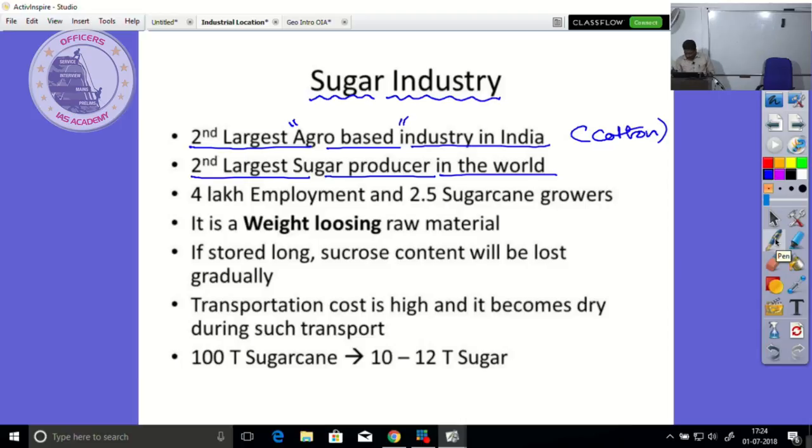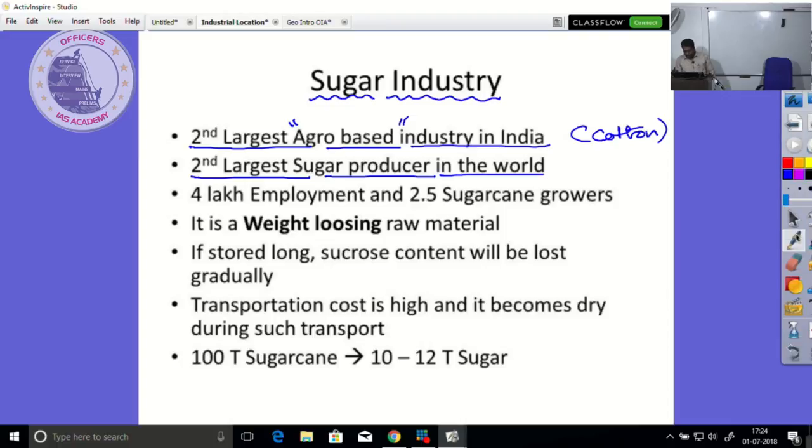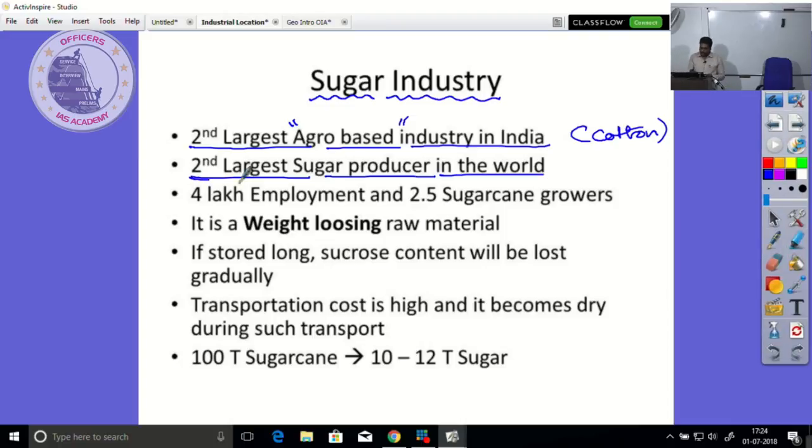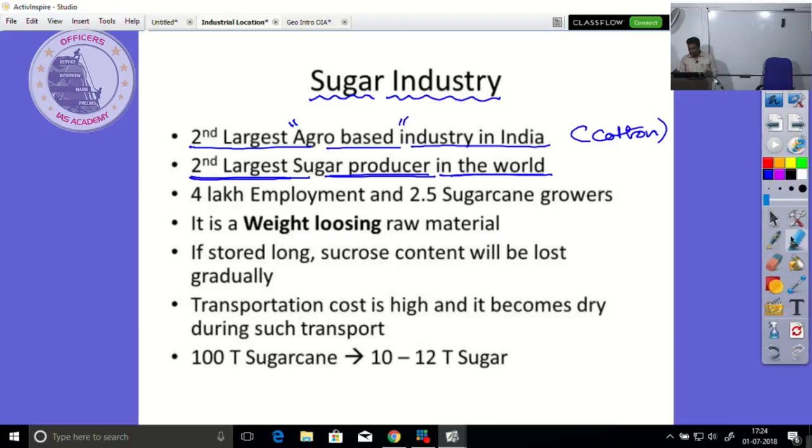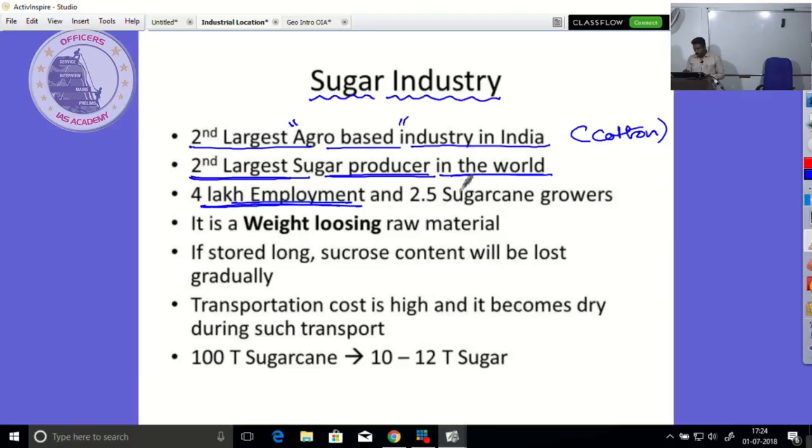It means the primitive sugar production we also have is not added, only the formal sugar production by mills is added, sir. Going by this fact, India is the second largest producer. And when I talk about employment in mills, it gives somewhere around 4 lakh jobs in mills, and it also supports somewhere around 2.5 crore sugarcane growers in India, sir. 2.5 crore farmers it supports.